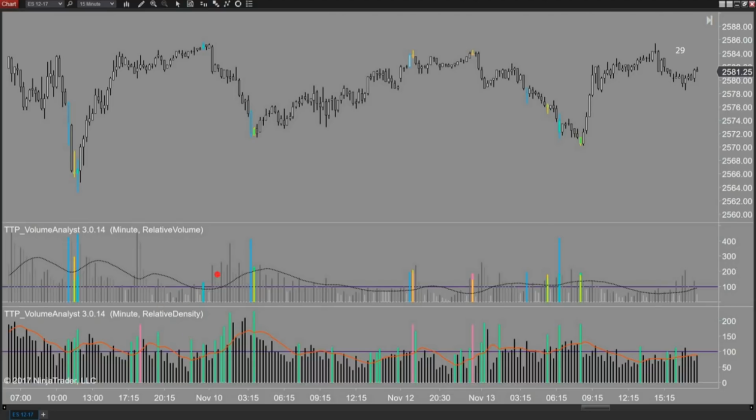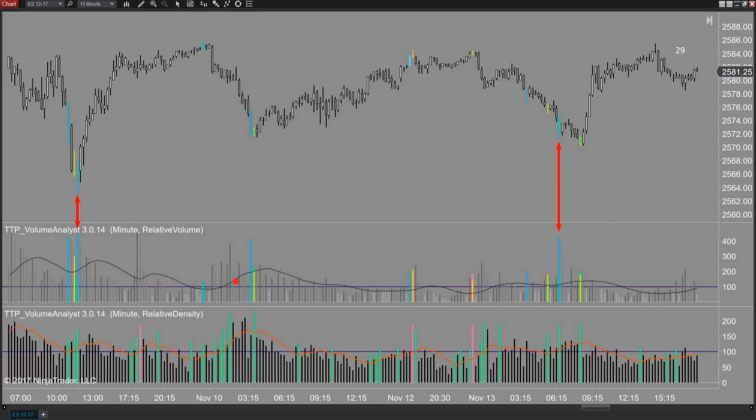Yeah, okay. All right, so what we've got here now, we're looking at density in the bottom. Both of these are relative. Now we've eliminated those problems with the data. So we've got volume on top, density on the bottom, and you'll notice that some of these climaxes also have very high density.